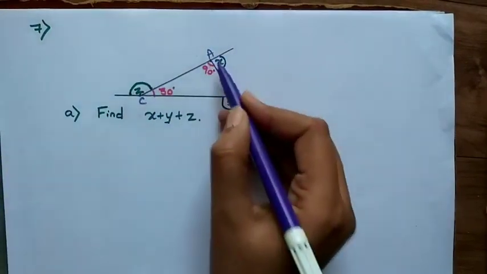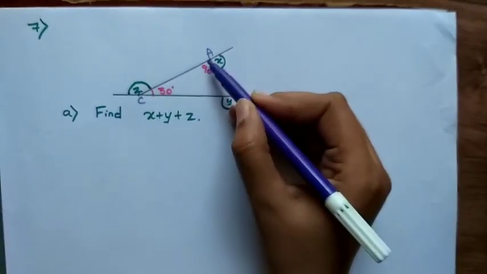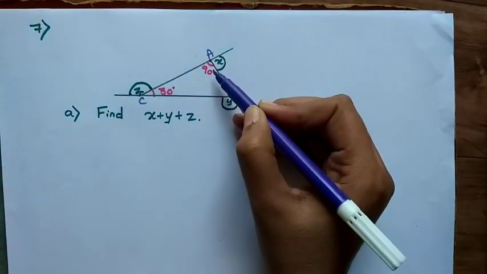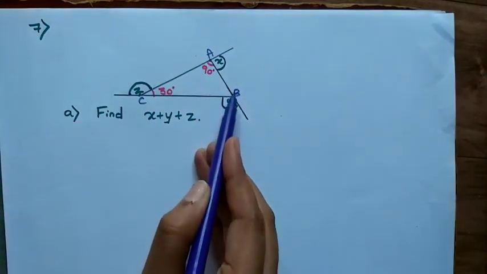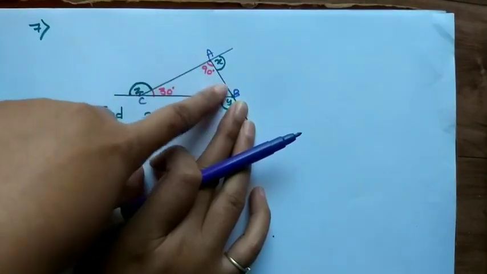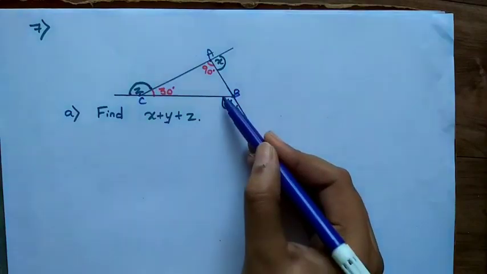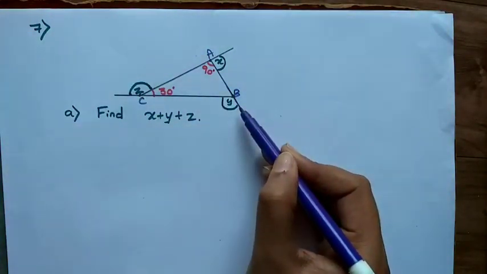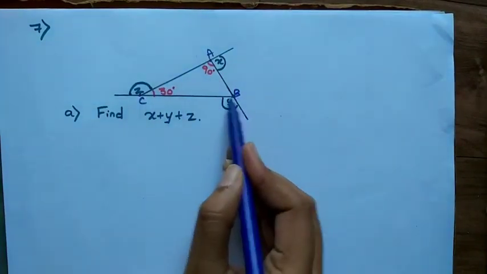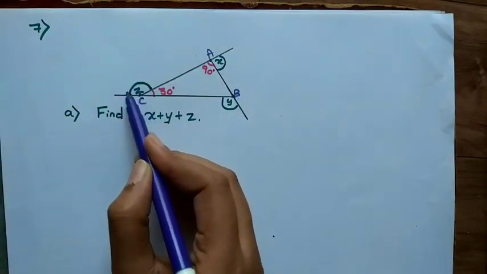Here in triangle ABC, the side AC is extended. When the side is extended, it forms an exterior angle. Same as this, this is the side AB. Here the side AB is extended up to here. When it is extended, it forms an exterior angle y. Same as in the triangle, we have one more side BC. BC is also extended, so it forms an angle z.